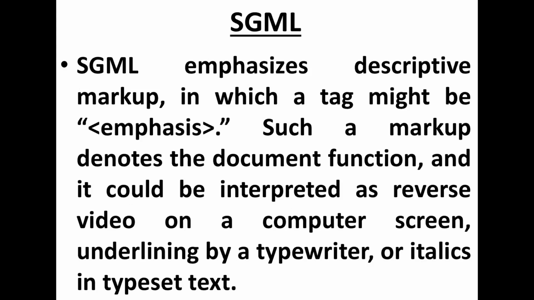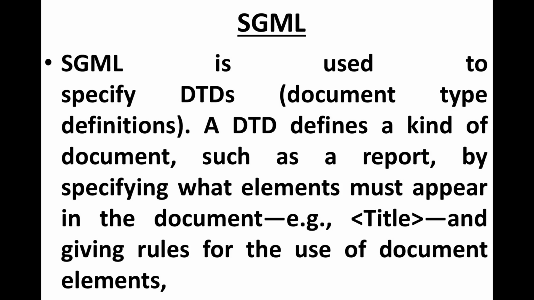SGML emphasizes descriptive markup, in which a tag might be <emphasis>. Such a markup denotes the document function, and it could be interpreted as reverse video on a computer screen, underlining by a typewriter, or italics in typeset text. SGML is used to specify DTDs, document type definitions.